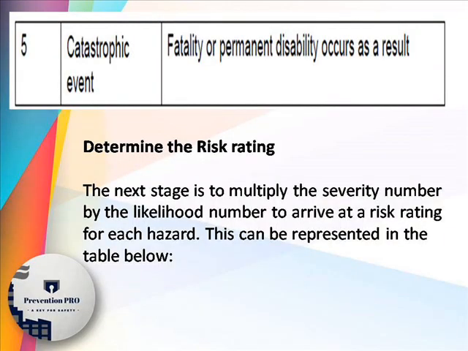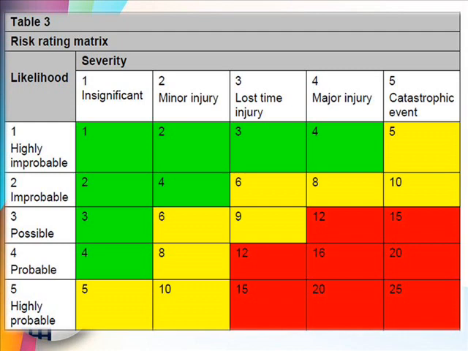Determine the risk rating. The next stage is to multiply the severity number by the likelihood number to arrive at a risk rating for each hazard. This can be represented in the table below. Please refer to this risk rating matrix for determining the risk level. Always remember that risk equals probability times severity.